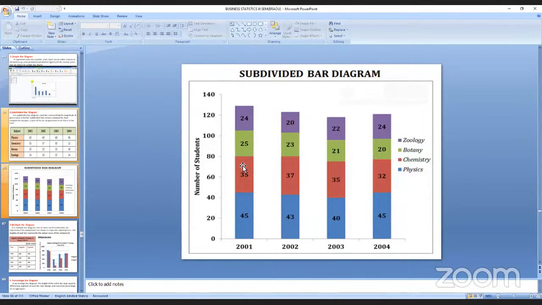So how am I making it here? 45 and 35 is how much? It is 80. So here I took 45, and after that I take one more up to 80. So this is the chemistry students. And next I have to see 60, 45, 35 and 25. These three together make how much? 105. So here I draw the line at 105.